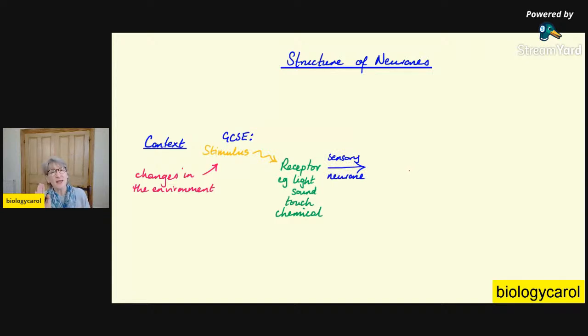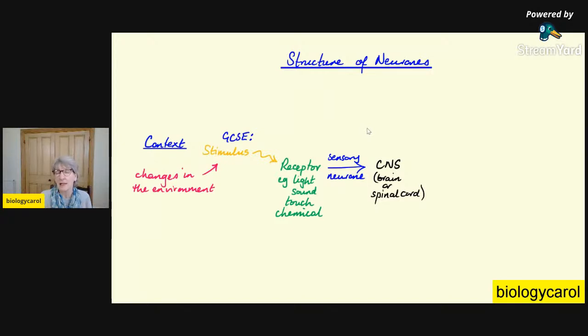And the receptor then causes a neuronal impulse or a nerve impulse to travel down the sensory neuron to the CNS, the central nervous system. The central nervous system is made up of your brain and your spinal cord. The brain particularly is where everything happens. But in the CNS, that is where coordination of different stimuli happens.